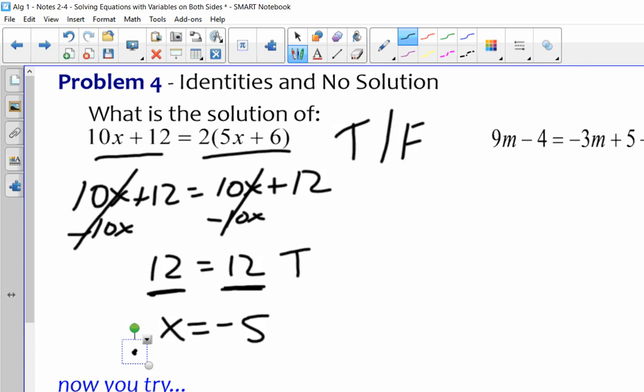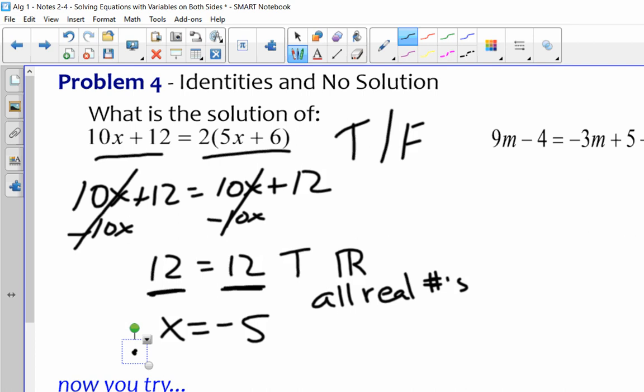So if that's the answer, then that's what I got. My answer really is all real numbers, okay? So it's that funky looking R, or you could just write this. But that means I could plug anything in for X, and it's always going to be true, okay?